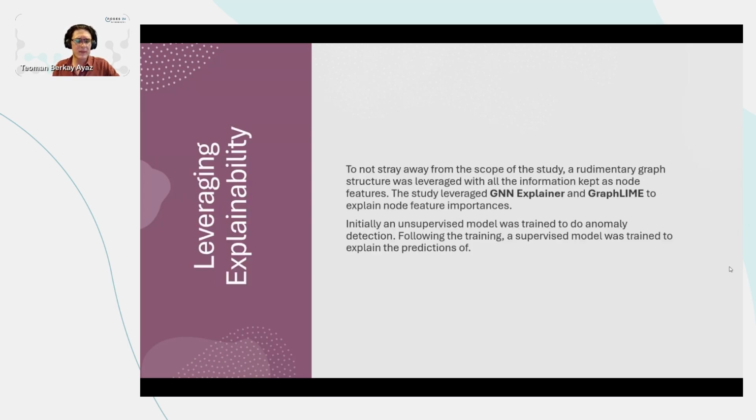So to explain the root causes of anomalies, we used two different XAI methods meant to work on graphs. The first one is the GNN explainer, and the latter is the graph line approach. The initial part in the detection of the anomalies was to, as done in the previous studies, use an unsupervised model to do an initial round of anomaly detection. Once that was done, we trained a supervised model to later explain the predictions of.